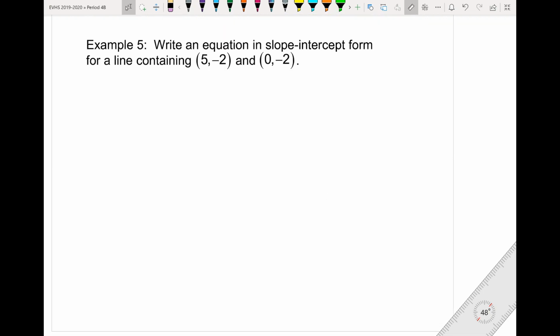All right, write an equation in slope-intercept form. You want to do this the long way or the short way? All right, so here's what I'm seeing. Shortcuts are great when they actually apply. A negative 2 on both of those. That tells me on this one, y equals negative 2, and on this one, y equals negative 2. Guess what the equation is going to be? Y equals negative 2.